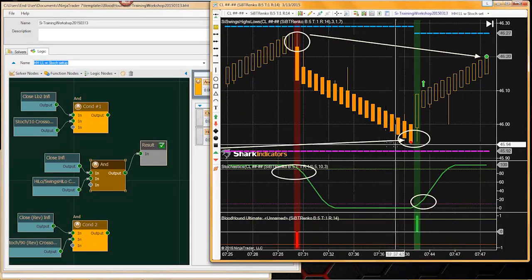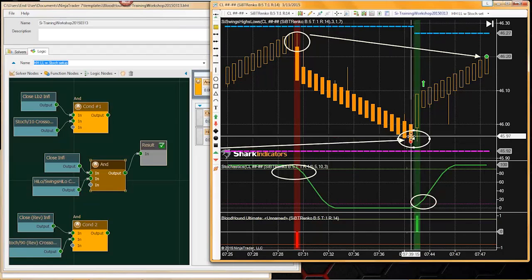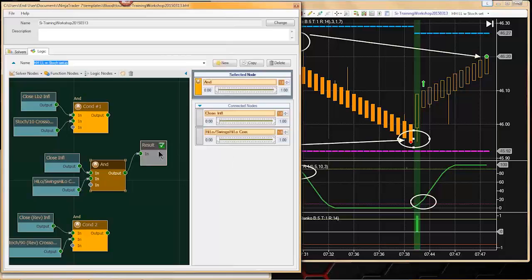So we want to make sure that, you know, in our setup number 3, that we made a higher low swing point there. All right, so I'm going to name this AND node. All right, so that's a higher low and a lower high. Right, swing point essentially.